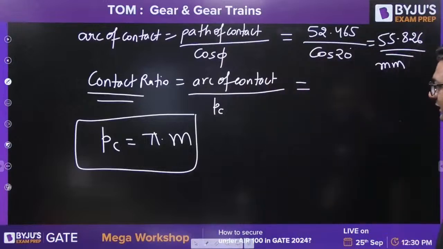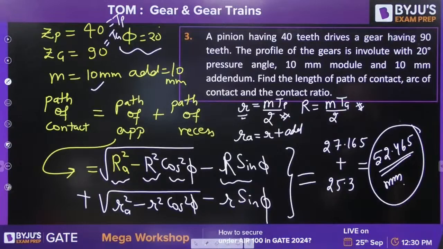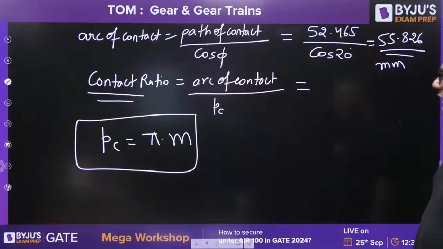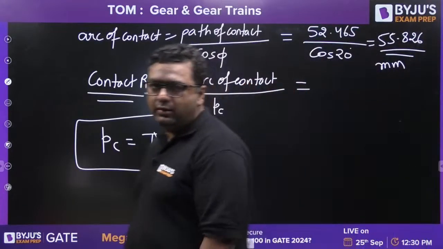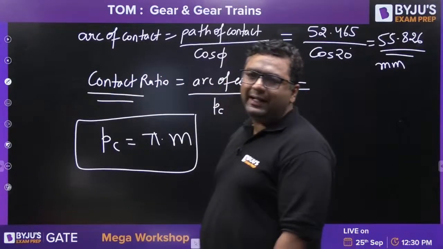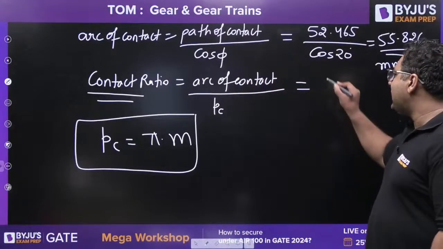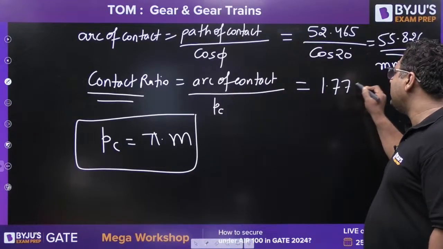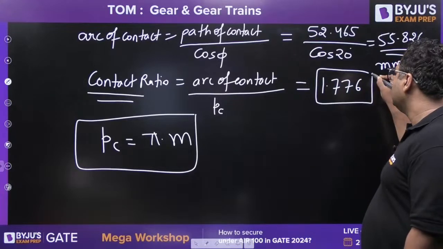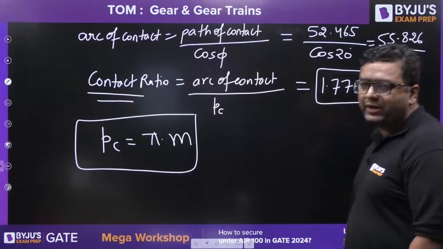Data, if you want to see, this is the data. Module is given as 10 mm. Just put the values and get the answer. Very good Naveen, Malesh, Kalpesh, Midun. The answer is 1.776. That will be the contact ratio.